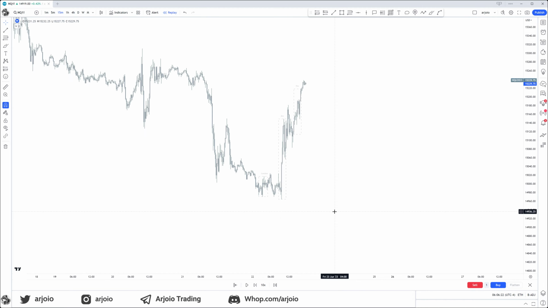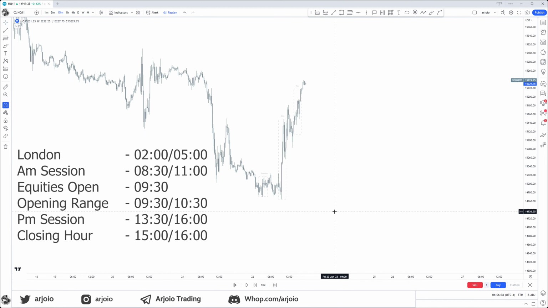So first, let's get the times right. Asia and London are the exact same as in Forex, but today I mainly want to go over London, New York AM session, and then New York PM session. London is the same, from 2 till 5 AM New York Eastern time, always New York local time. Then we have the New York AM session. It starts at 8:30 AM and ends at 11 AM.